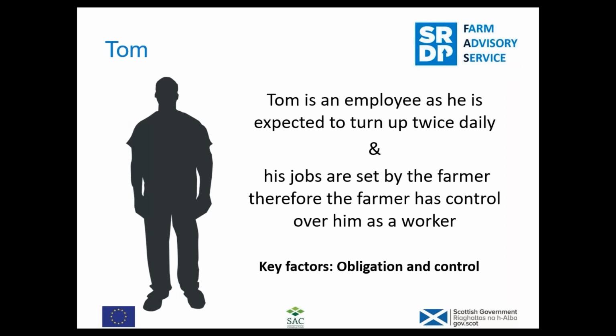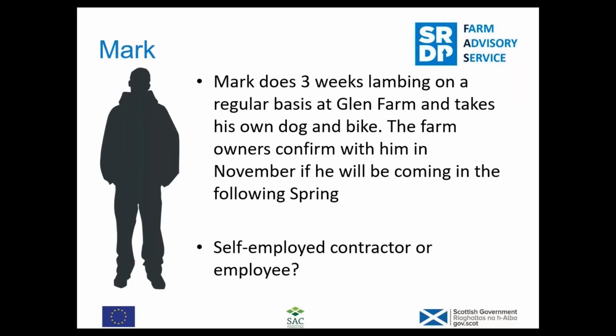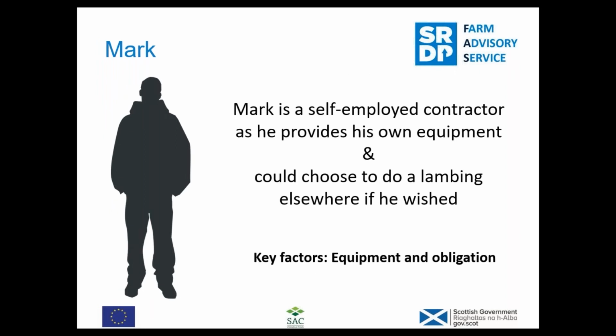So to finish our scenario exercise then, we're going to have a look at Mark. So I'll give you a chance to read through Mark. So I'm hoping we're finishing on an easier one this time and you've all got your answers to Mark. Mark is a self-employed contractor. And there's 2 main reasons, bringing us back to equipment and obligation. So he's taken his own dog and his bike, he's providing his own equipment. He's taken all the major pieces of equipment he needs to complete his job.